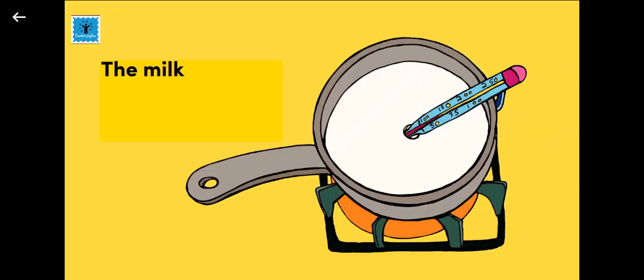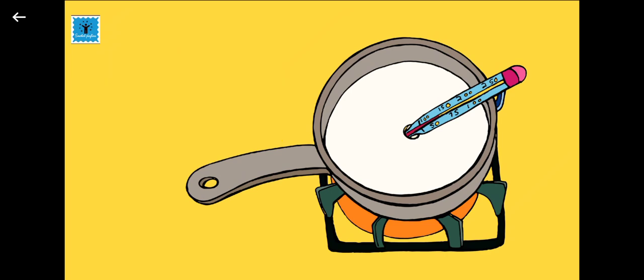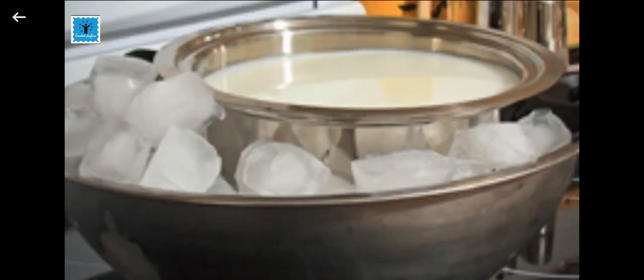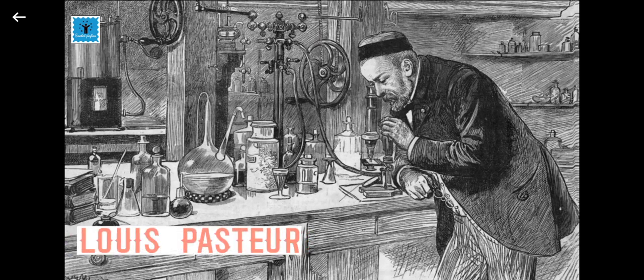In this method, the milk is heated to about 70 degrees Celsius for 15 to 30 seconds and then suddenly chilled and stored. By doing so, it prevents the growth of microbes. This method was first discovered by Louis Pasteur. That's why it is known as pasteurization.